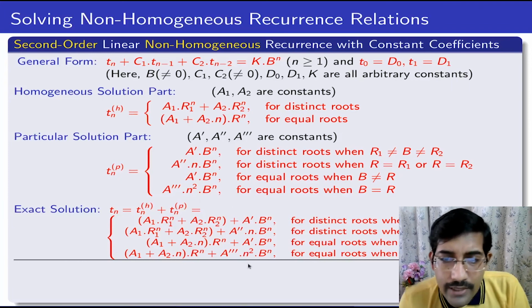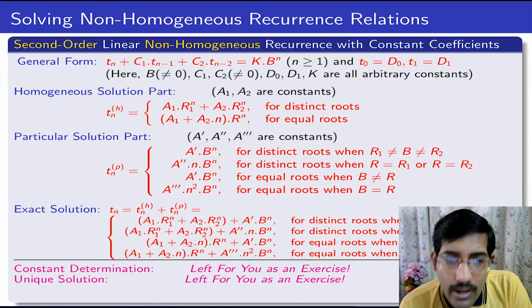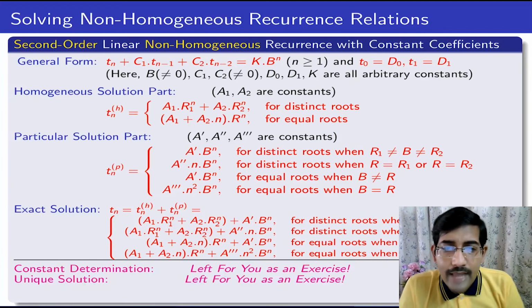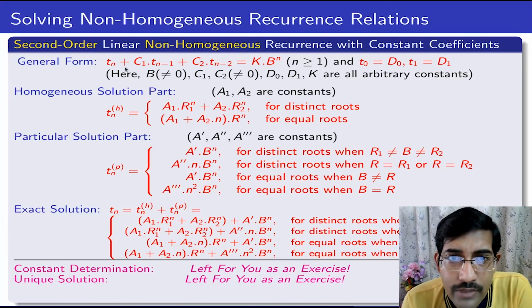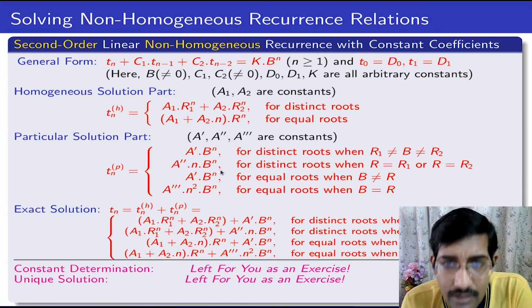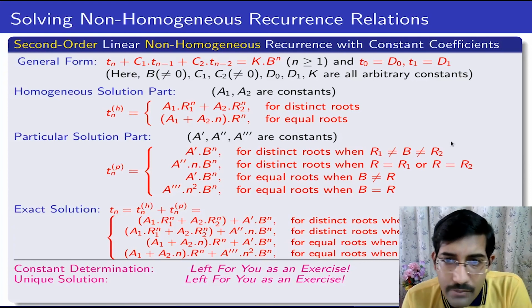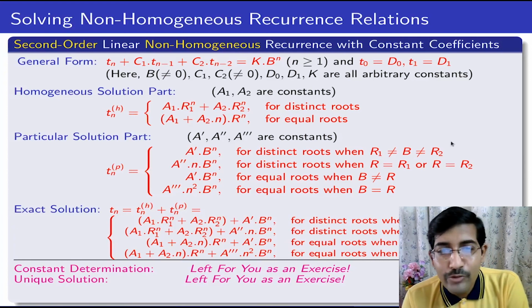Now the final thing is that you have to determine the constants and your unique solution by putting each of them into the general form and solving for A dash and A double dash. Finally, with the base condition, solve for a1 and a2. All of these we have done over the examples and the generic case. This one I have left for you as a final one.